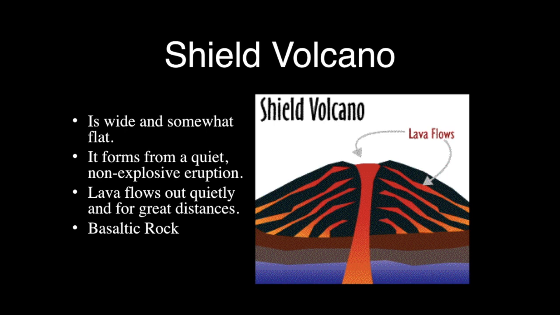The shield volcano is primarily wider than it is high. It's generally flat. A great example of this would be Hawaii. It is going to consist of more of your quiet eruptions. It's not going to have your fuming cinder and gas. It's not going to have your pyroclastic flows. Generally, it's going to be a non-explosive eruption. This volcano is generally going to have a lot of basaltic rock, like Hawaii.